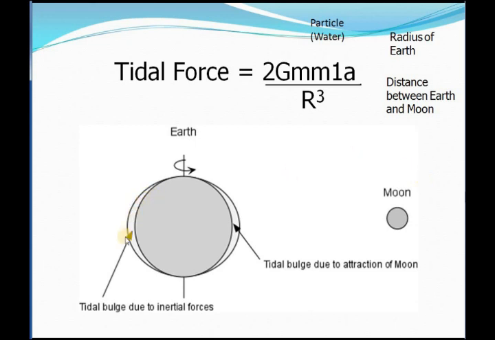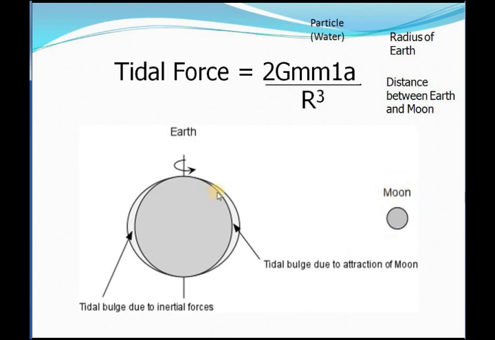So if you see here, this is the earth surface. Now earth is rotating on its own axis. So what is happening due to the gravitational force? It is causing the ocean water to bulge on the side of the moon, on the side where the moon is facing.